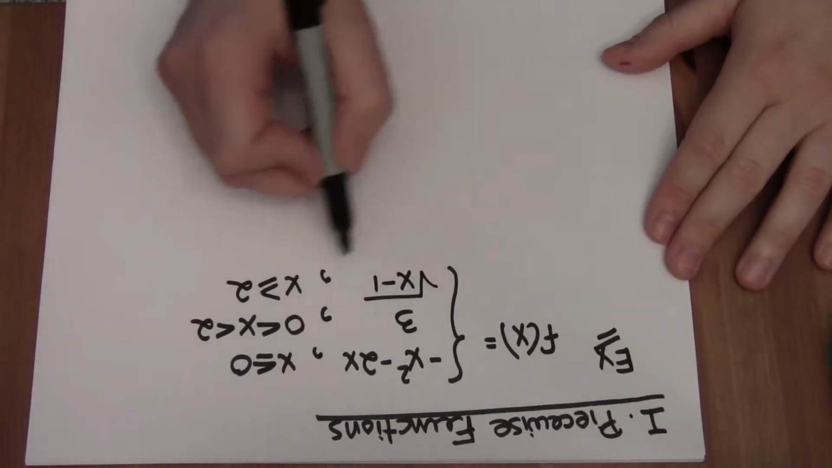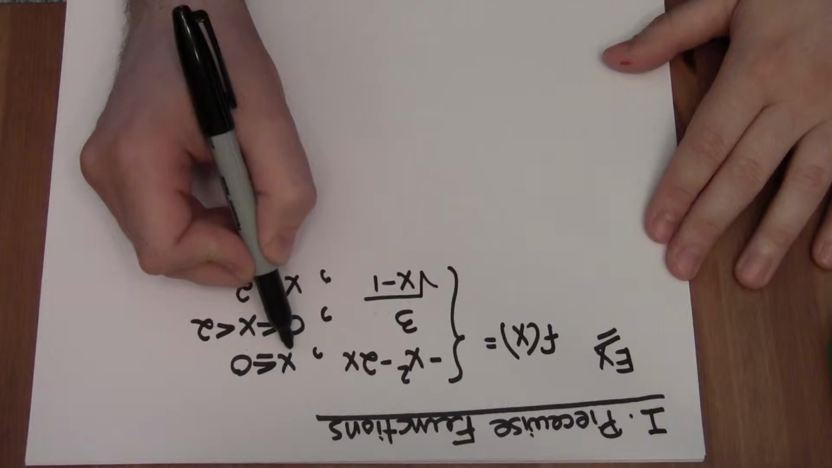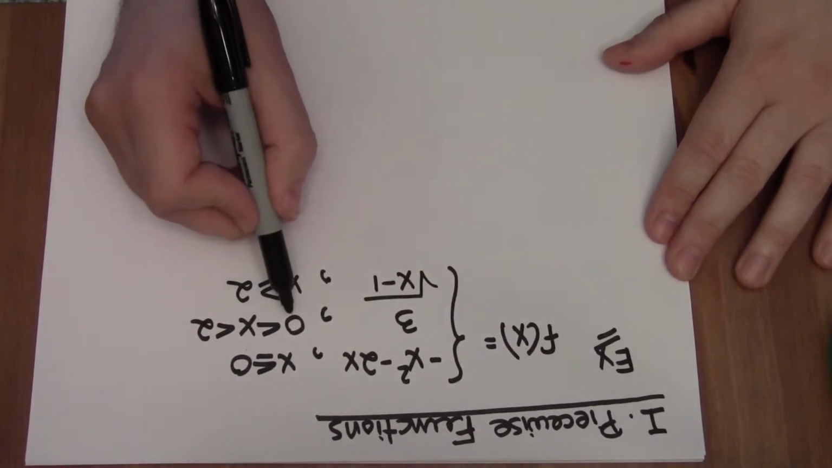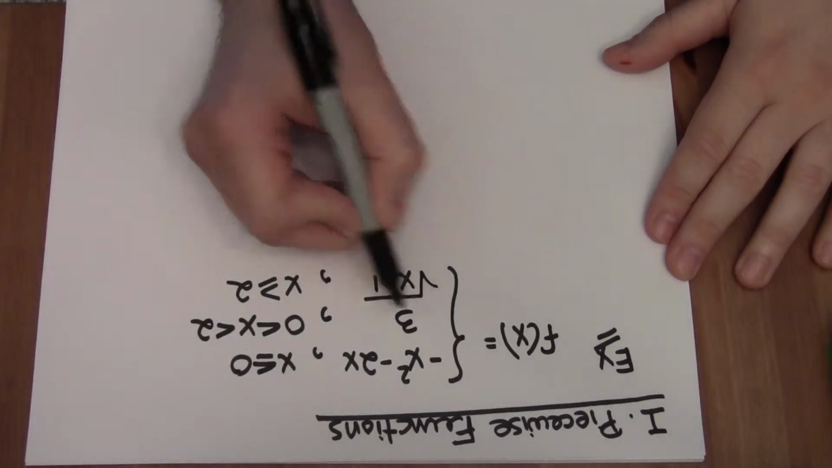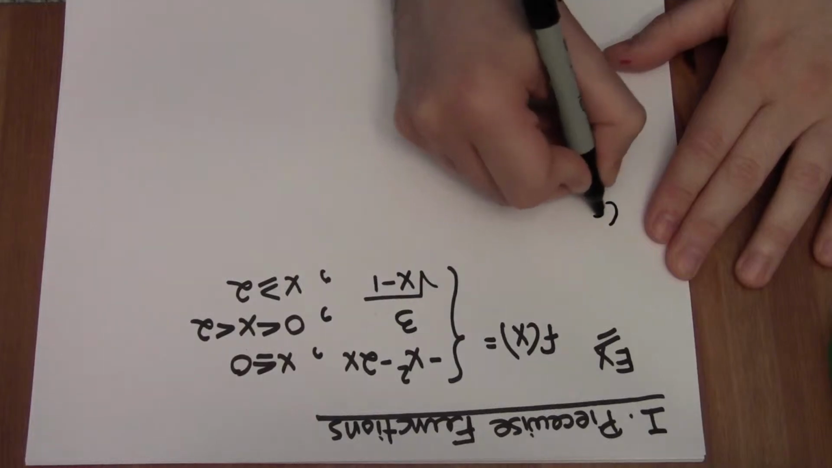If we want to plug into this function, we plug in differently based on what our x values are. If our x values are less than or equal to 0, we plug into this part. If our x values are between 0 and 2, we plug into this part. And if they're greater than or equal to 2, we plug into the bottom part.